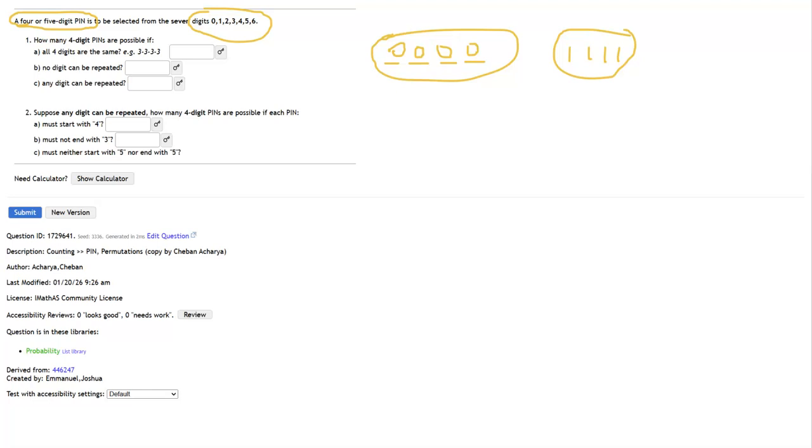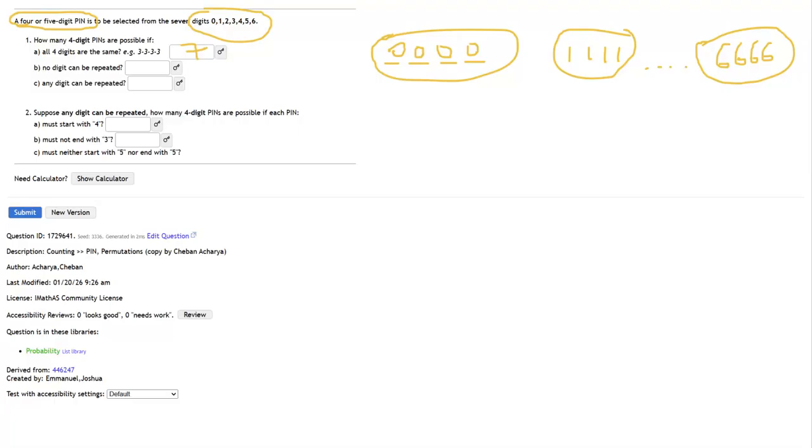You can have 0, 0, 0, 0 as one pin, 1, 1, 1, 1 as another pin, and so on, up to 6, 6, 6, 6. So you have 7 pins altogether. That's the first question's answer.